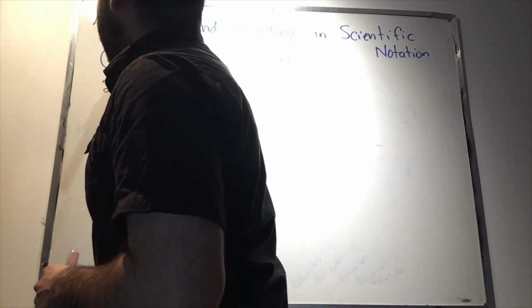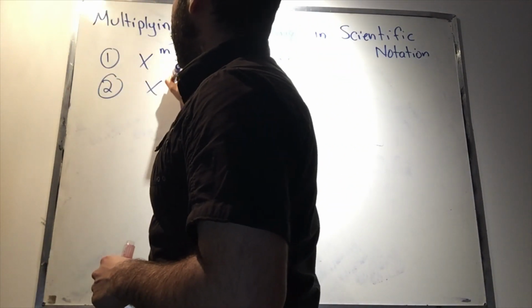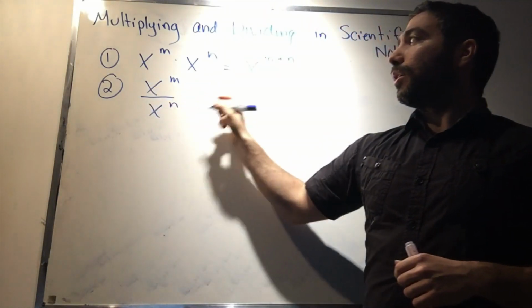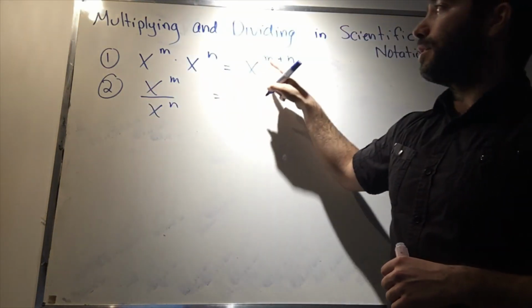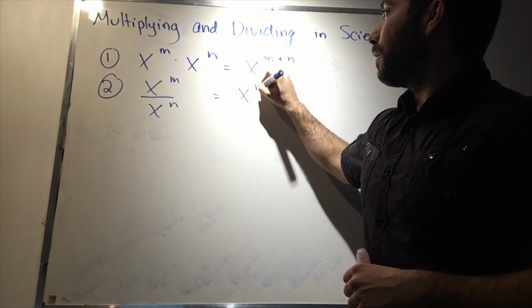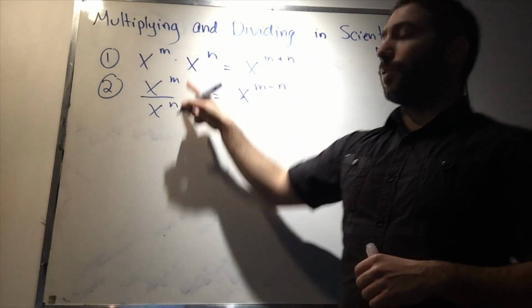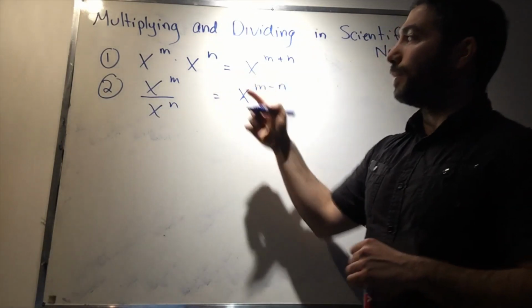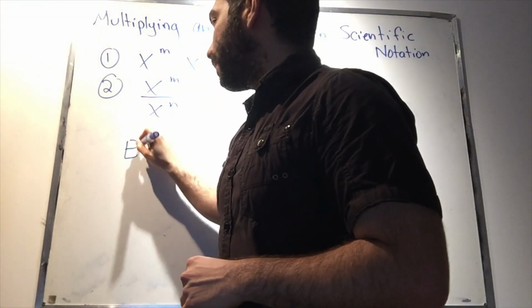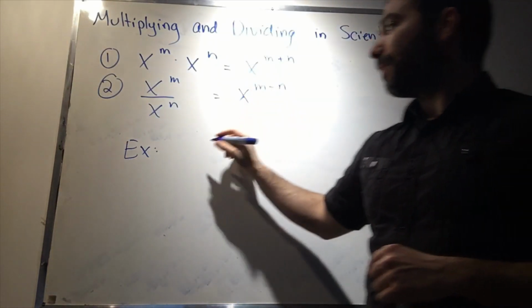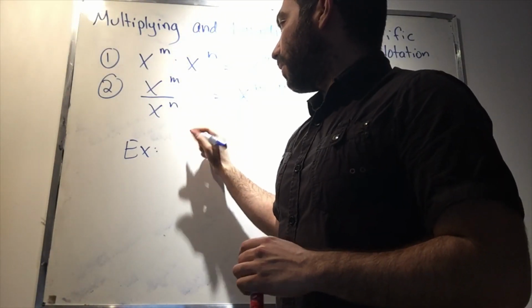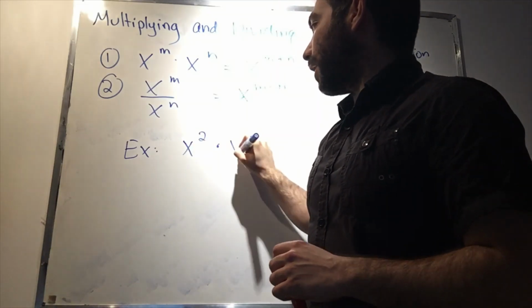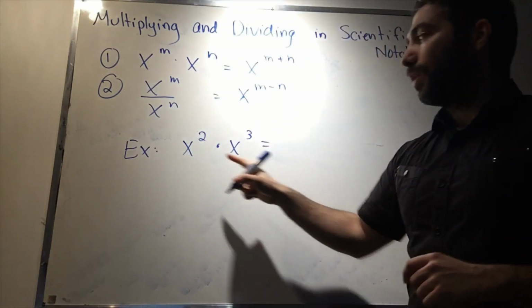Property number 2 is for division. Whenever you're dividing two numbers that have the same base, you, in this case, subtract the exponents. Okay, that's the game plan. So ideally what I'm saying here, just a quick example. For the first one, if you have x to the 2 times x to the 3, what is that equal to?